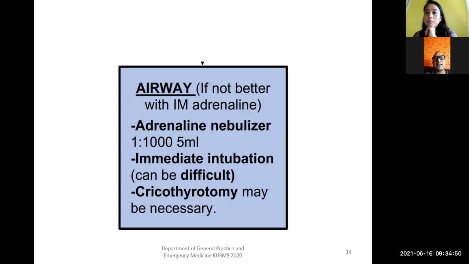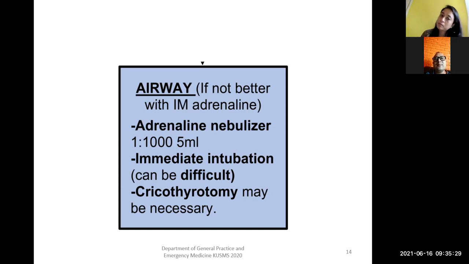So, in such cases, as you have seen that the patient has audible stridor, there is an impending upper airway obstruction. So it is to say that even the repeated doses of IM adrenaline have not worked here. In such cases, just to buy time before you are able to go for major airway management, you can try adrenaline nebulization. 1 in 1000 is the form that comes in the ampoule, and 5 ml can be taken to nebulize the patient with adrenaline.